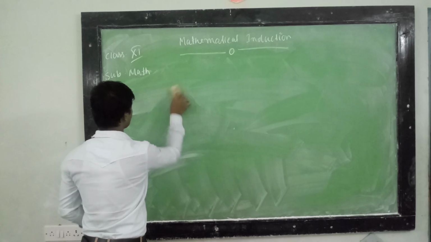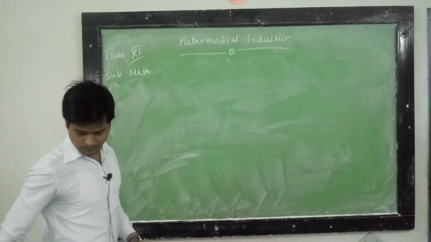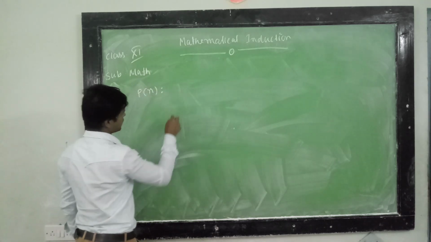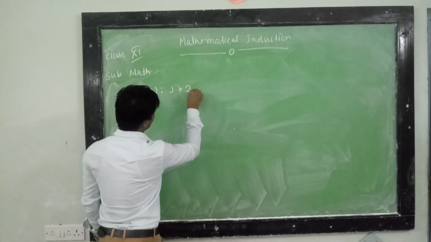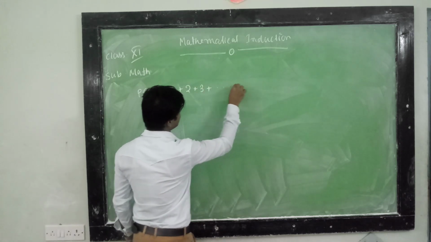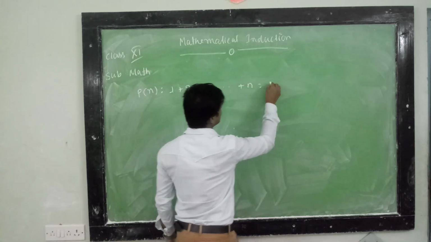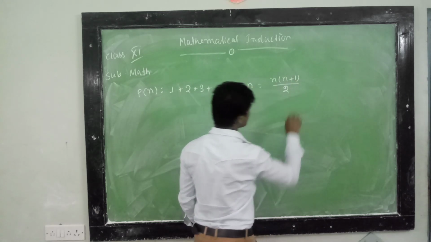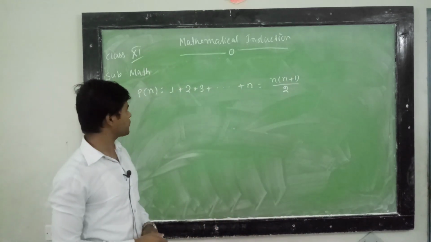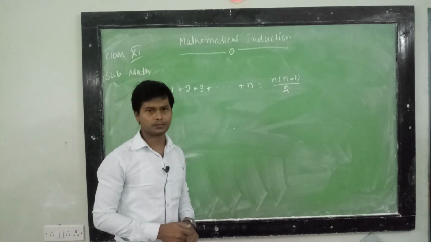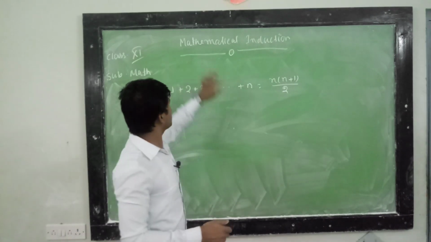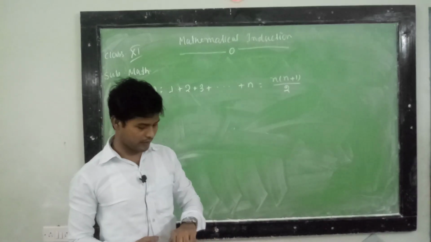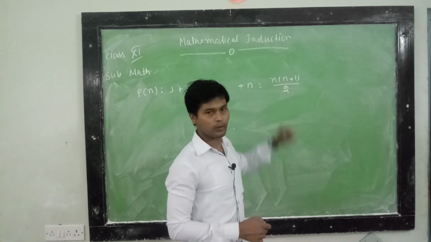Let us consider a mathematical statement P of n, such that the sum of first n natural numbers is equal to n into n plus 1 by 2. So this is a mathematical statement. Now using the principle of mathematical induction, we will prove that the sum of first n natural numbers is equal to n into n plus 1 by 2.